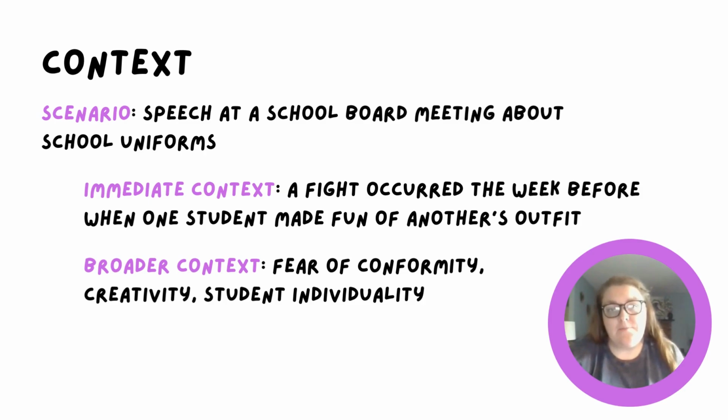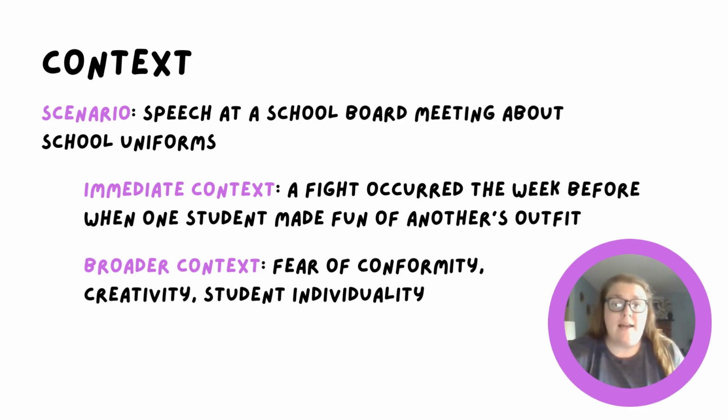Consider this scenario. You have to give a speech at the school board meeting about school uniforms. An immediate piece of context, meaning context that is immediately relevant, is that a fight occurred at the school the week before when one student made fun of another's outfit. Were you to go into this meeting and completely ignore that that happened, you'd be ignoring a huge part of the rhetorical situation and probably missing an opportunity to make a connection with your audience.